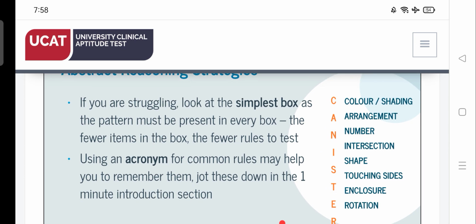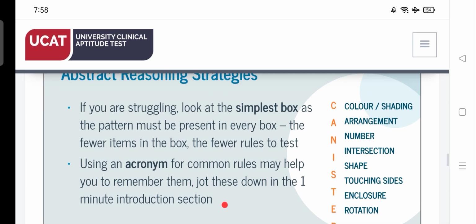So again, if you are struggling, look at the simplest box, as the pattern must be present in every box. The fewer items in the box, the fewer rules to test. Using an acronym for common rules may help you to remember them. Just jot these down in the 1-minute introduction section. So that's how you can use them.